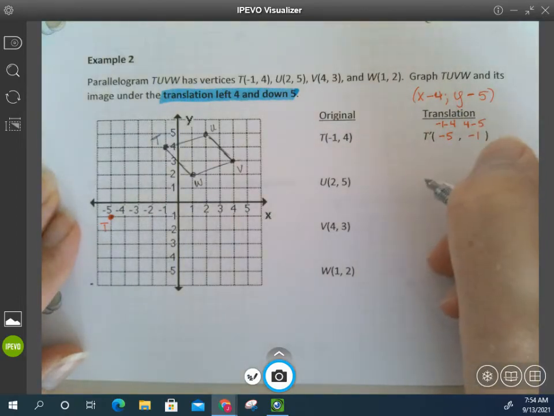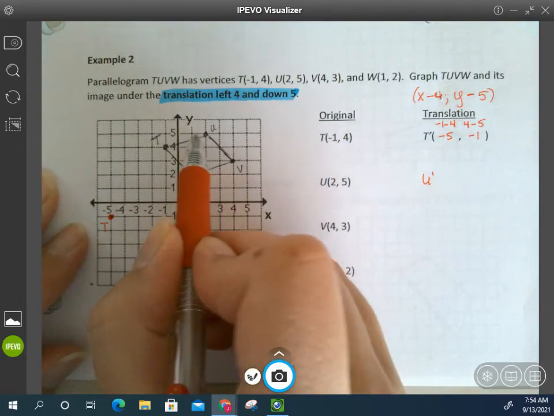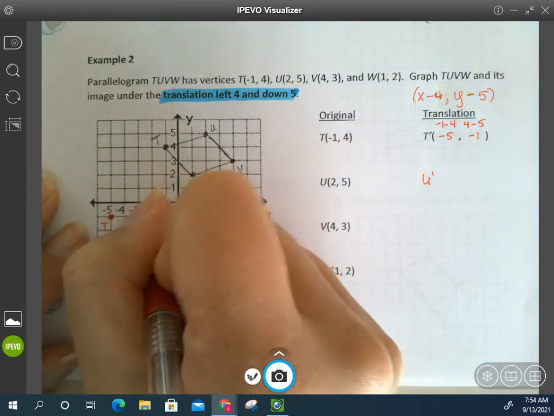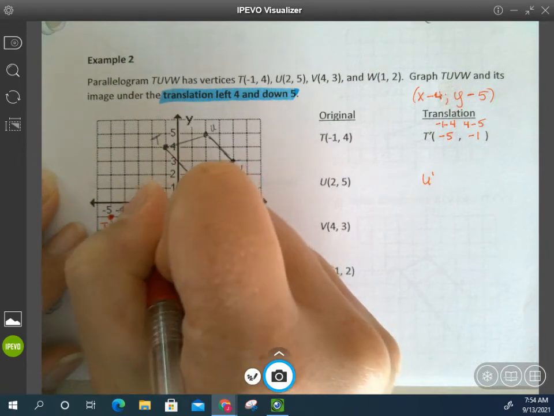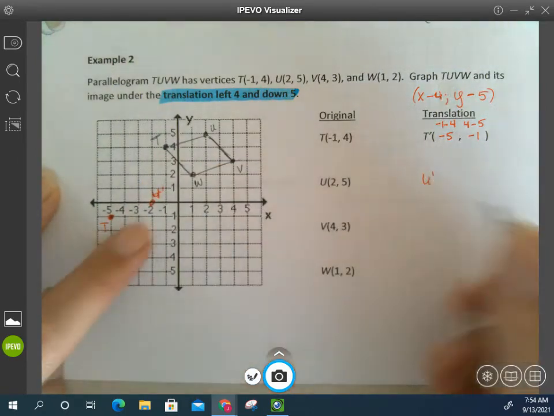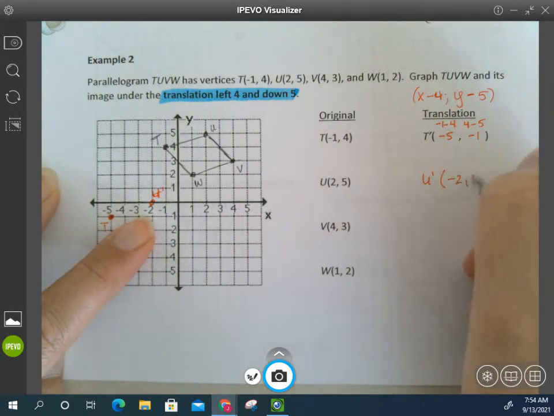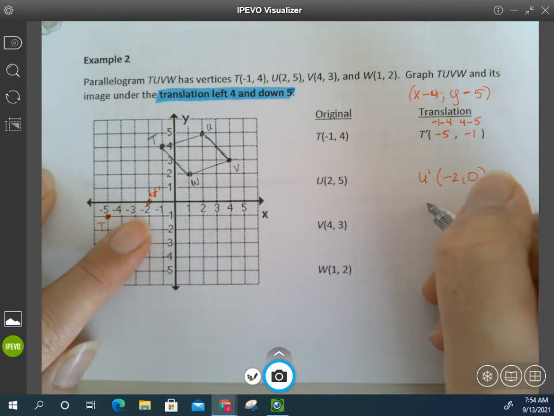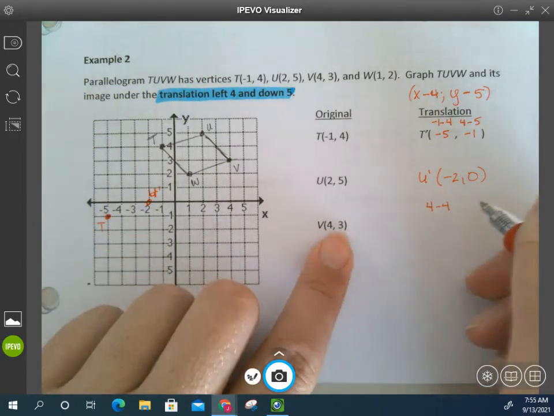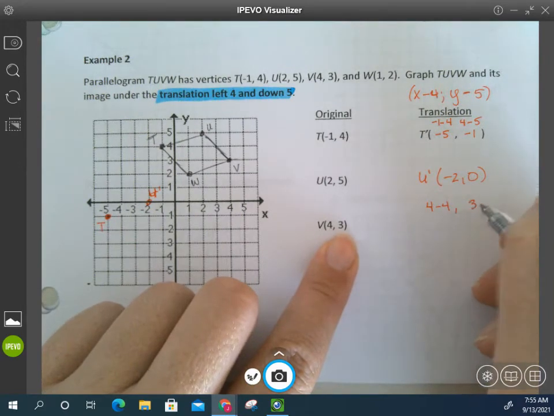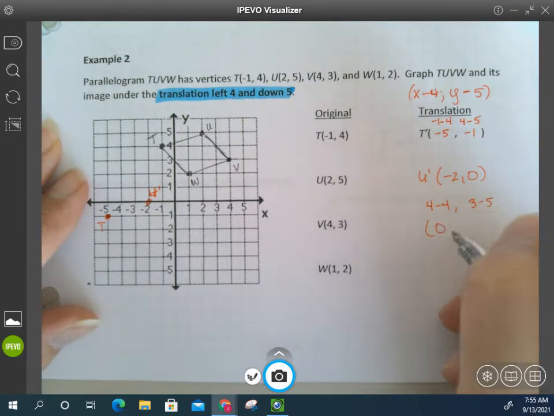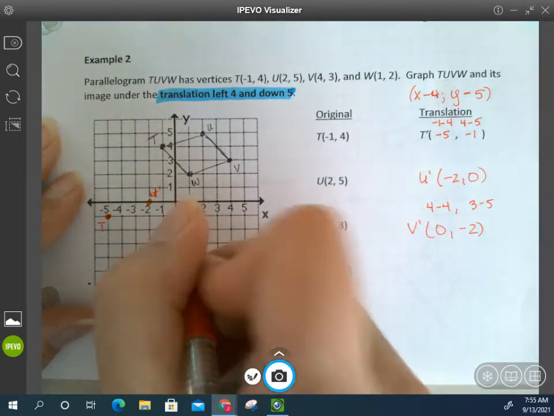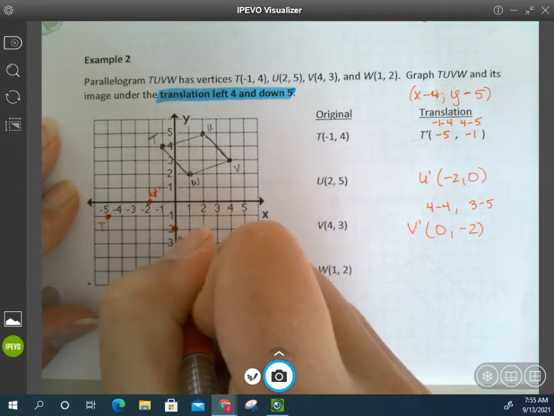So again, you could do the point first by counting 1, 2, 3, 4, down 1, 2, 3, 4, 5. Plot your point, which is U prime, and then name that point -2, 0. And watch you don't flip your X's and Y's. So that's one way you can do it. Or again, you could take the value like 4 minus 4, because X minus 4, and 3 minus 5. So this one, I'm going to get 0, -2. That would be my new V prime. 0, -2.